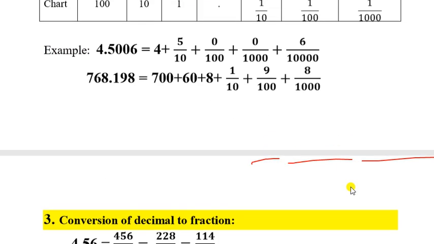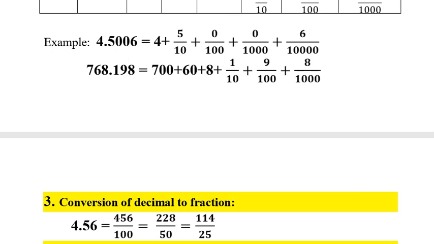Now we are going to explain with one number. See here, 4.5006. It will be 4 first because there is a whole number. First is the whole number, then 4, then plus. After plus, see after the decimal which digit is first? First digit is 5, so 5 by 10. Then the next digit is 0, then 0 by 100. Next again there is 0, so 0 by 1000, and 6 is present in the fourth place. That's why 6 by 10,000. So according to this way we have to write in this form.